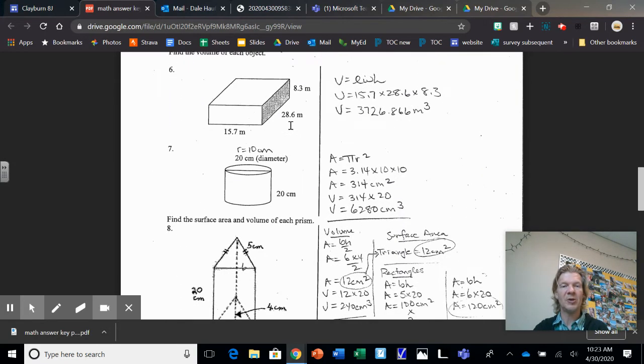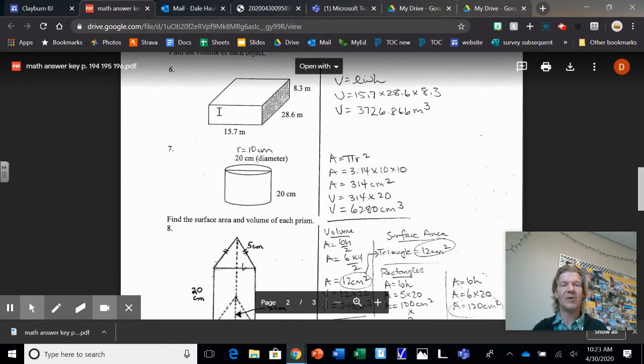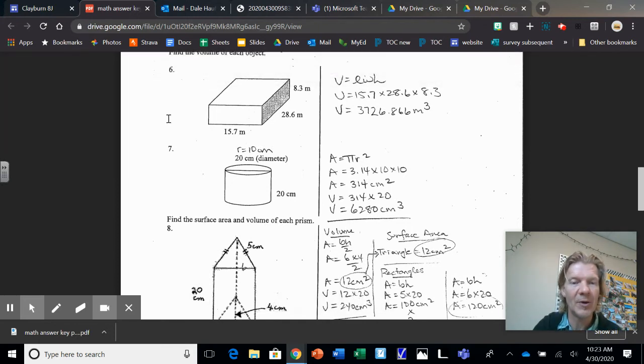Okay, number 6, volume. You just times these three numbers together, and you get the volume. I don't know why this message keeps popping up, open with.